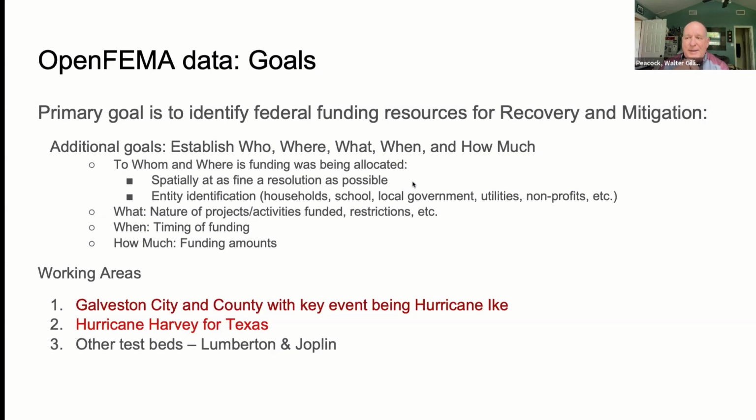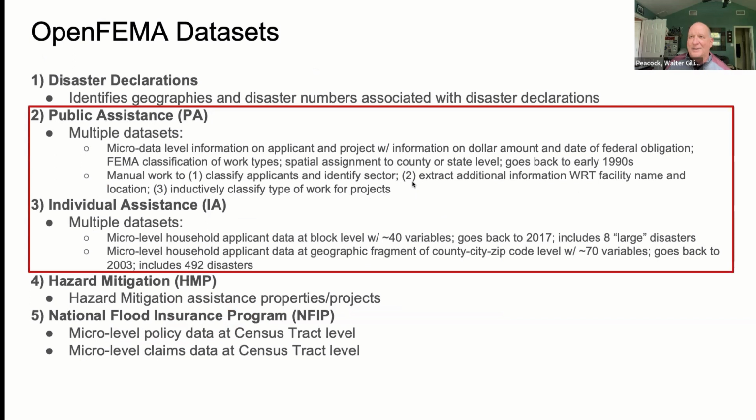I'm going to be talking mostly about the work we've done in Galveston City and County, focusing on Hurricane Ike. So this is for the test bed work. Some of what we're doing with Hurricane Harvey in Texas, and why we are doing that, hopefully will become clear by the end of this. And then other test beds as well, Lumberton and Joplin, although I hear work's going on in Lumberton anyway, so maybe we don't need to focus on that, but we can deal with that later.